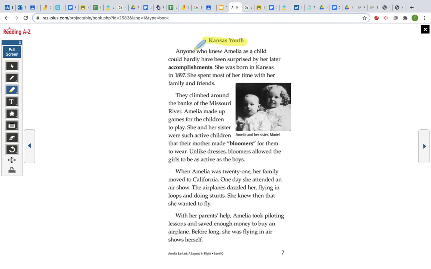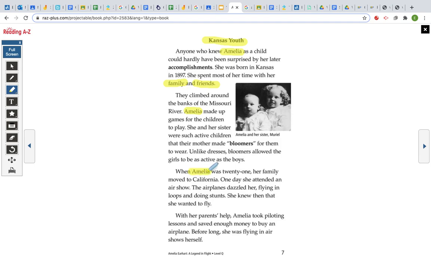Okay. Anyone who knew Amelia, and this is Amelia Earhart, as a child could hardly have been surprised by her later accomplishments. She was born in Kansas in 1897. She spent most of her time with her family and friends. Okay, so these are people too. Her family and friends. They climbed around the banks of the Missouri River. Amelia made up games for the children to play. She and her sister were such active children that their mother made bloomers for them to wear. Unlike dresses, bloomers allowed the girls to be as active as the boys.